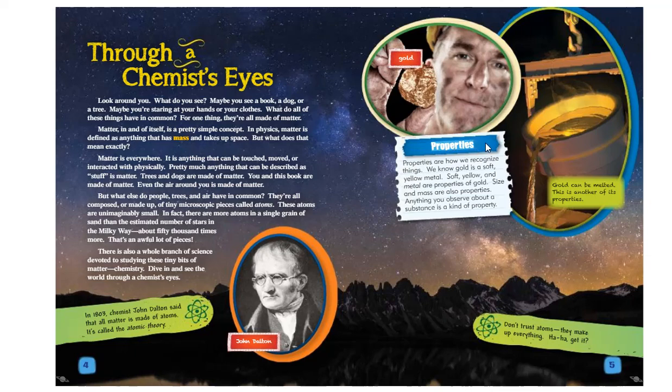Furthermore, we got a blurb here about properties of matter. We've learned about properties of matter in some of our earlier lessons. Properties are how we recognize things, or the ways that we use to describe things. We know gold is a soft yellow metal. Soft, yellow, and metal are properties of gold. Size and mass are also properties. Anything you observe about a substance is a kind of property. So the fact that gold can be melted into molten gold is another of its properties.